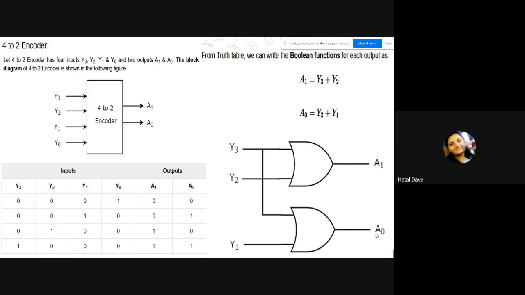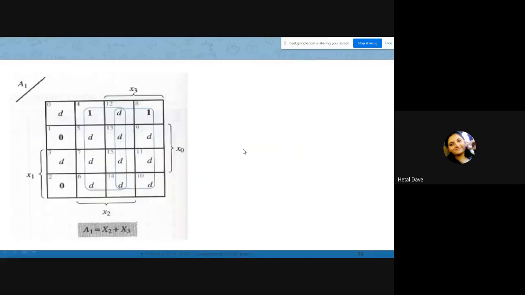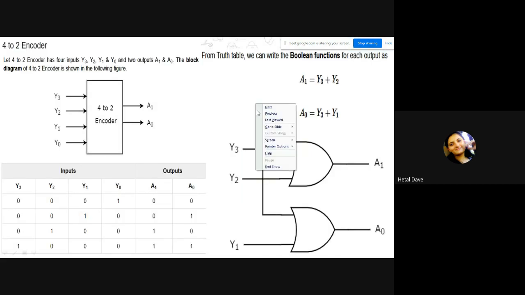Over here, the outputs are A0, A1. A1 is equal to Y3 or Y2. So Y3 and Y2 are connected here. So A1 is equal to Y2 or Y3 and A0 is equal to Y3 or Y1. So whenever Y0 is pressed, Y0 is not connected anywhere here, so the output will be 0, 0.